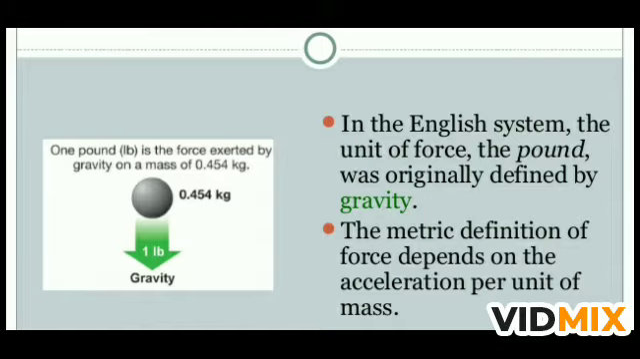So if you see the picture, 1 pound, the symbol of pound is lb. 1 pound is the force exerted by gravity on the mass of 0.454 kilogram. So this is the force of 1 pound. Pound is the unit of force.